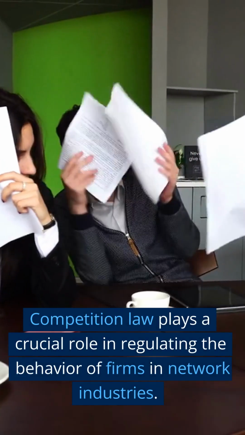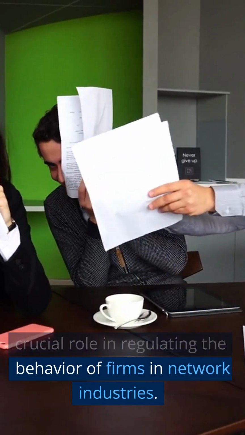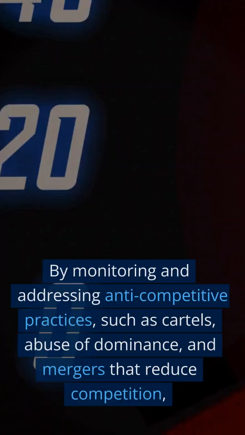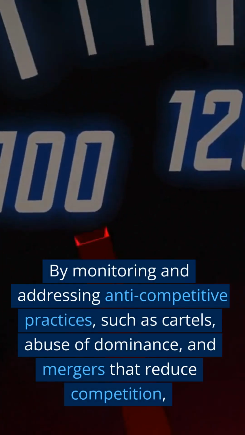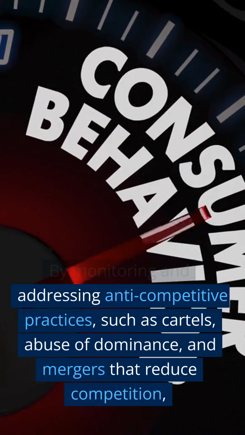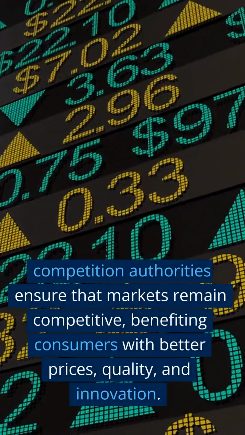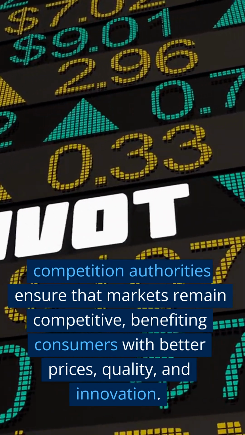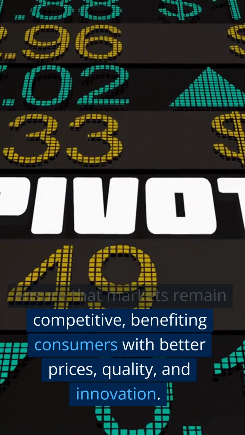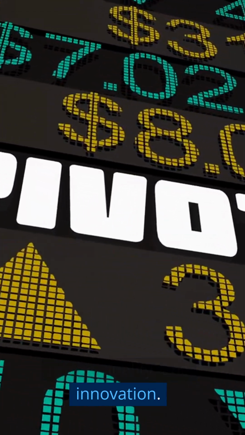Competition law plays a crucial role in regulating the behavior of firms in network industries by monitoring and addressing anti-competitive practices, such as cartels, abuse of dominance, and mergers that reduce competition. Competition authorities ensure that markets remain competitive, benefiting consumers with better prices, quality, and innovation.